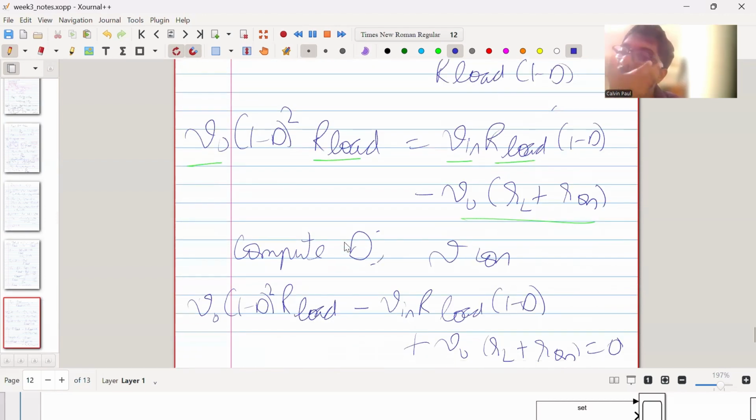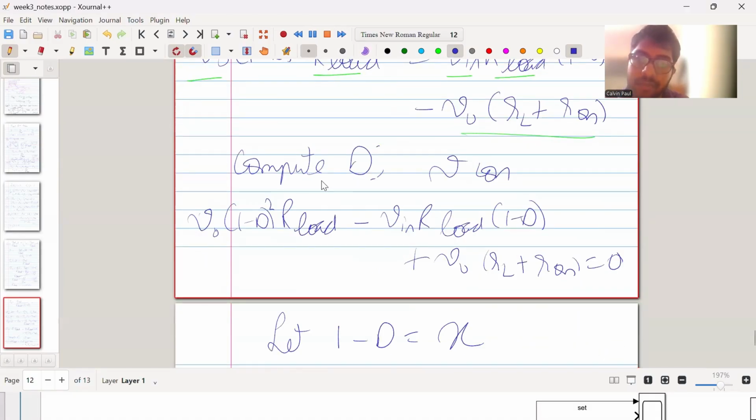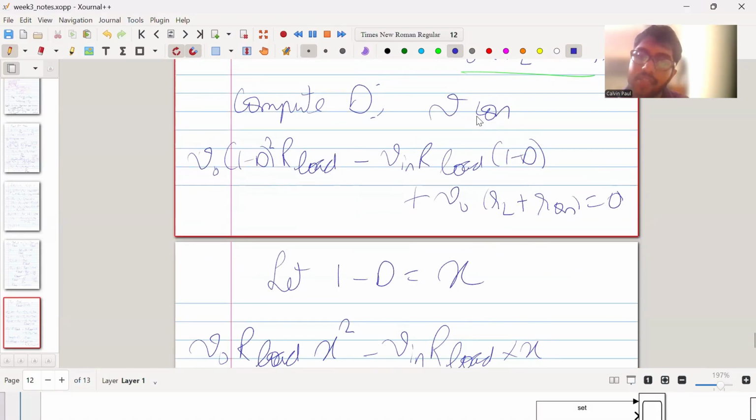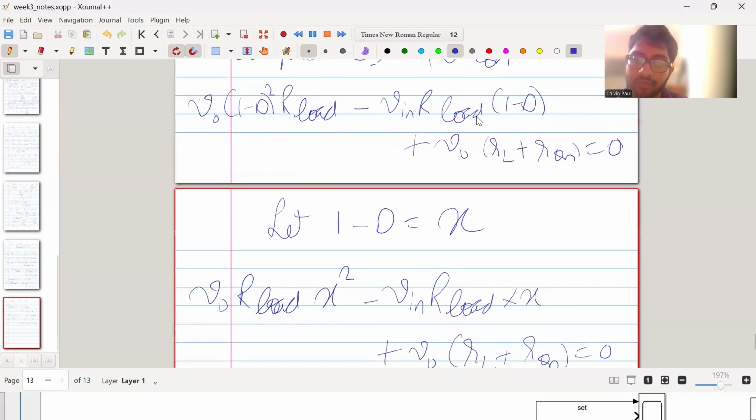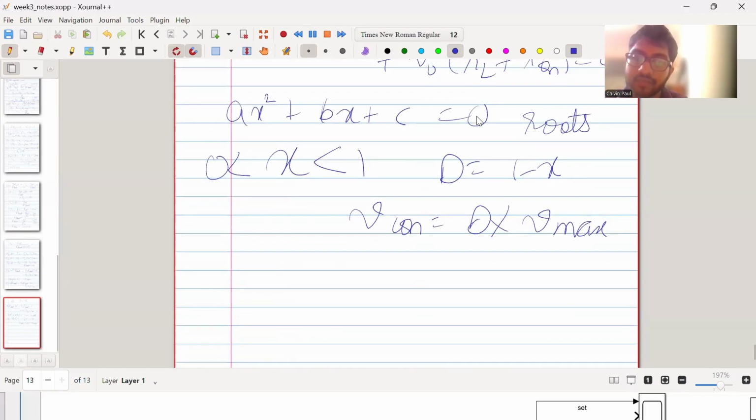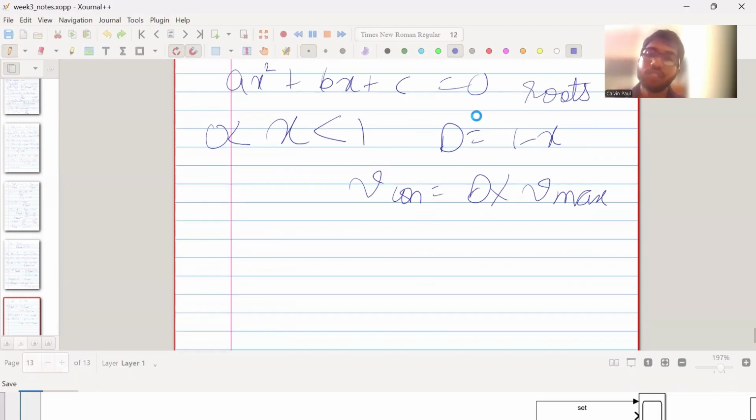So this is a non-linear expression. It is a second order expression which has to be solved, which can be solved when you put in the values of V, R load, RL, R1 which are given. You can use your scientific calculator and you will get the value. And you can get your D, and then you can get your VCOM. Okay, so this was what was done.